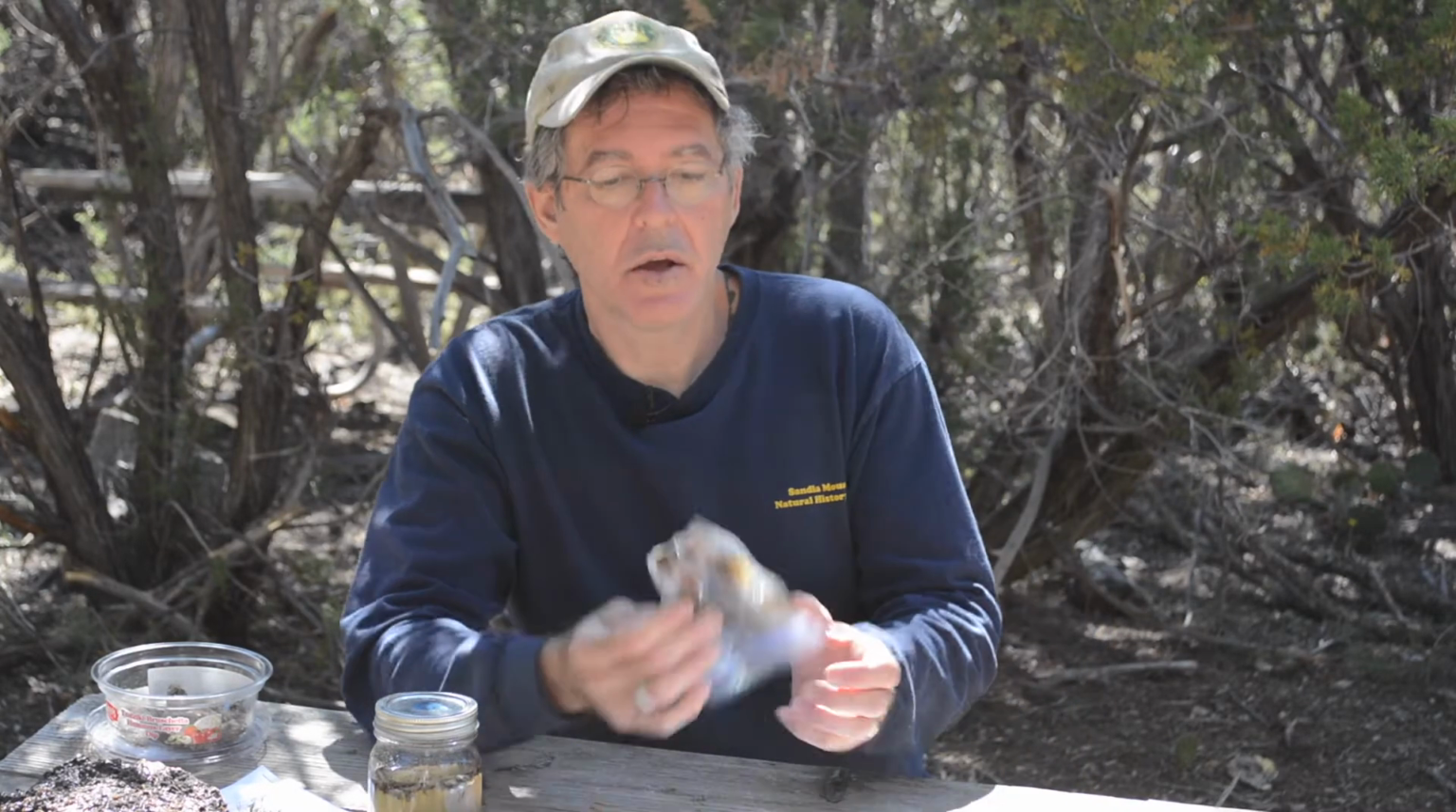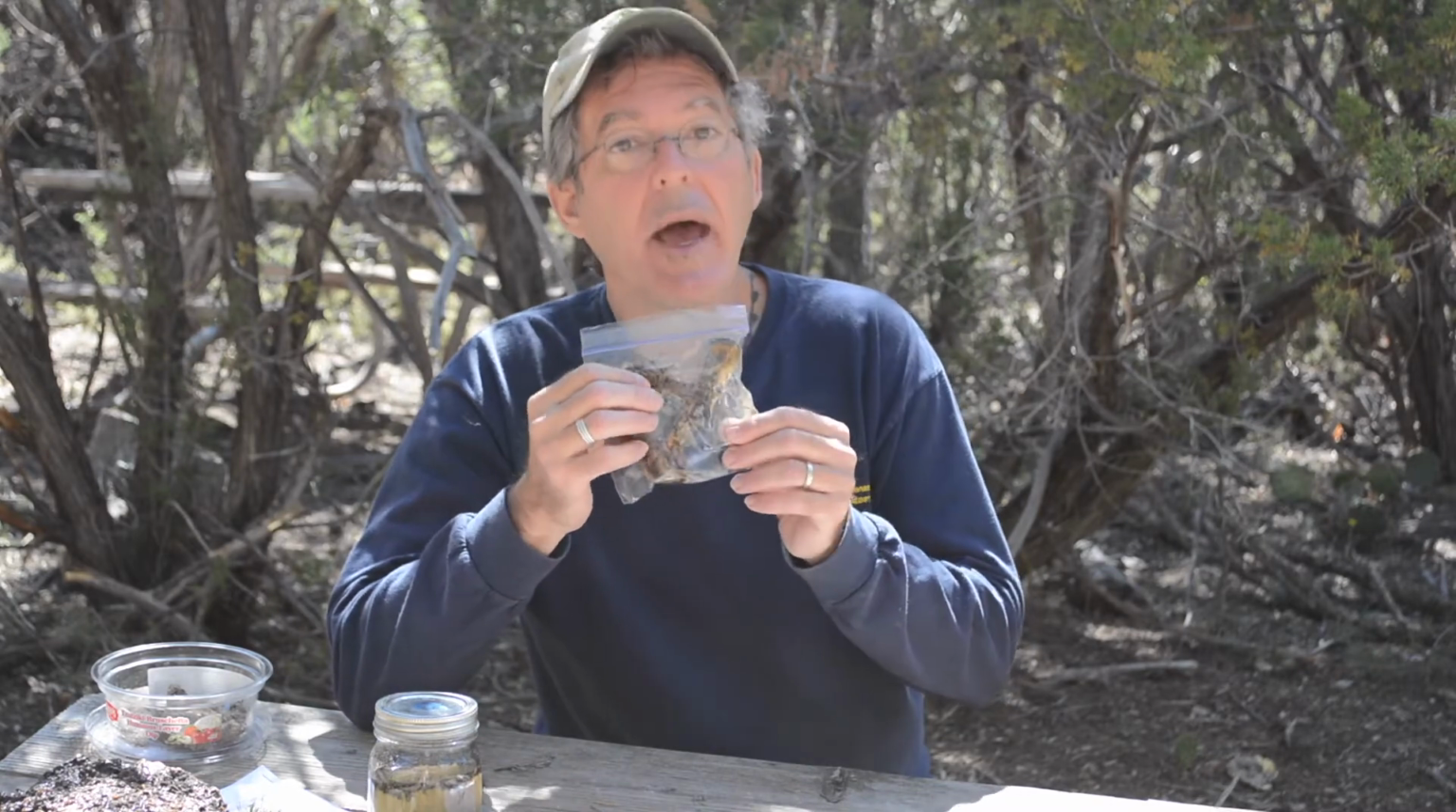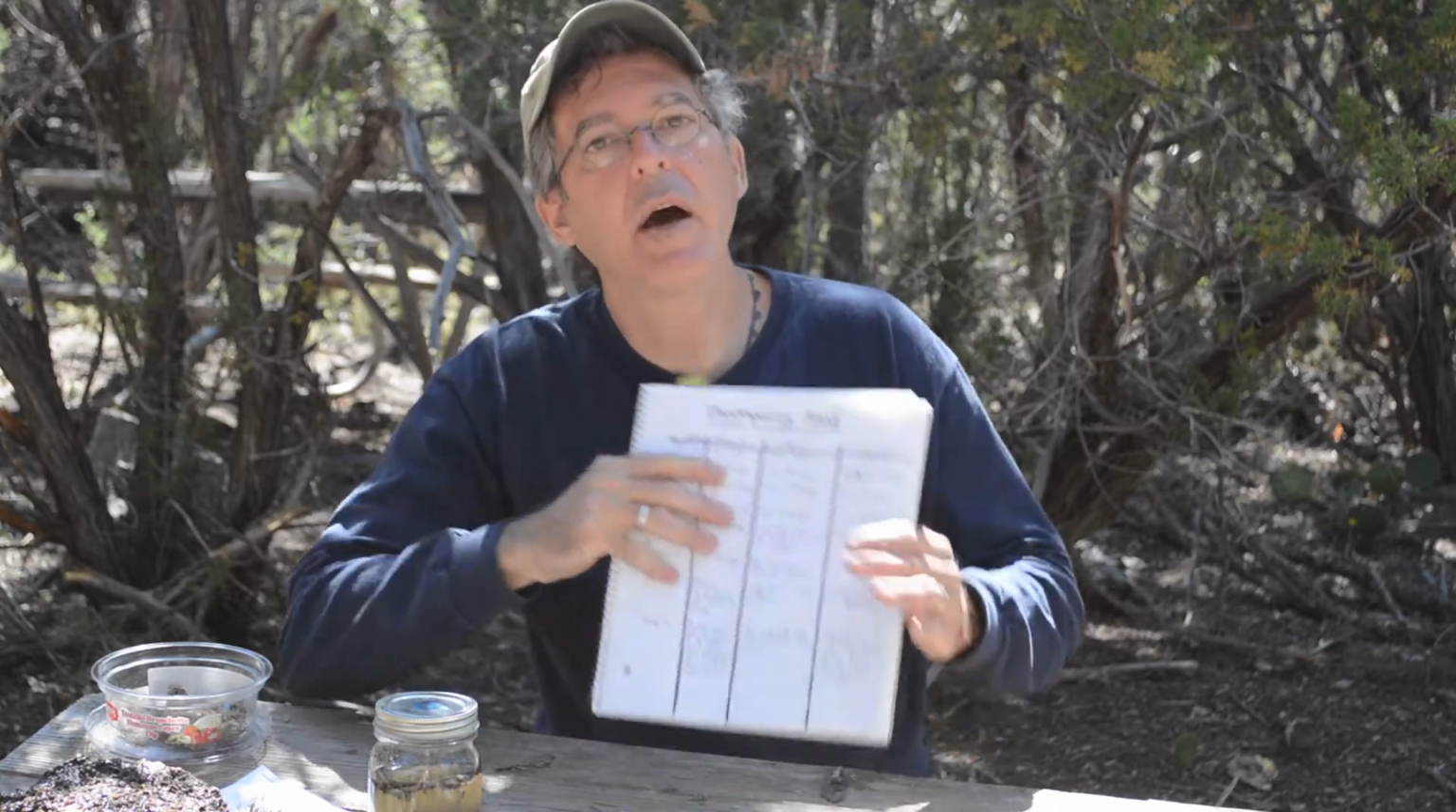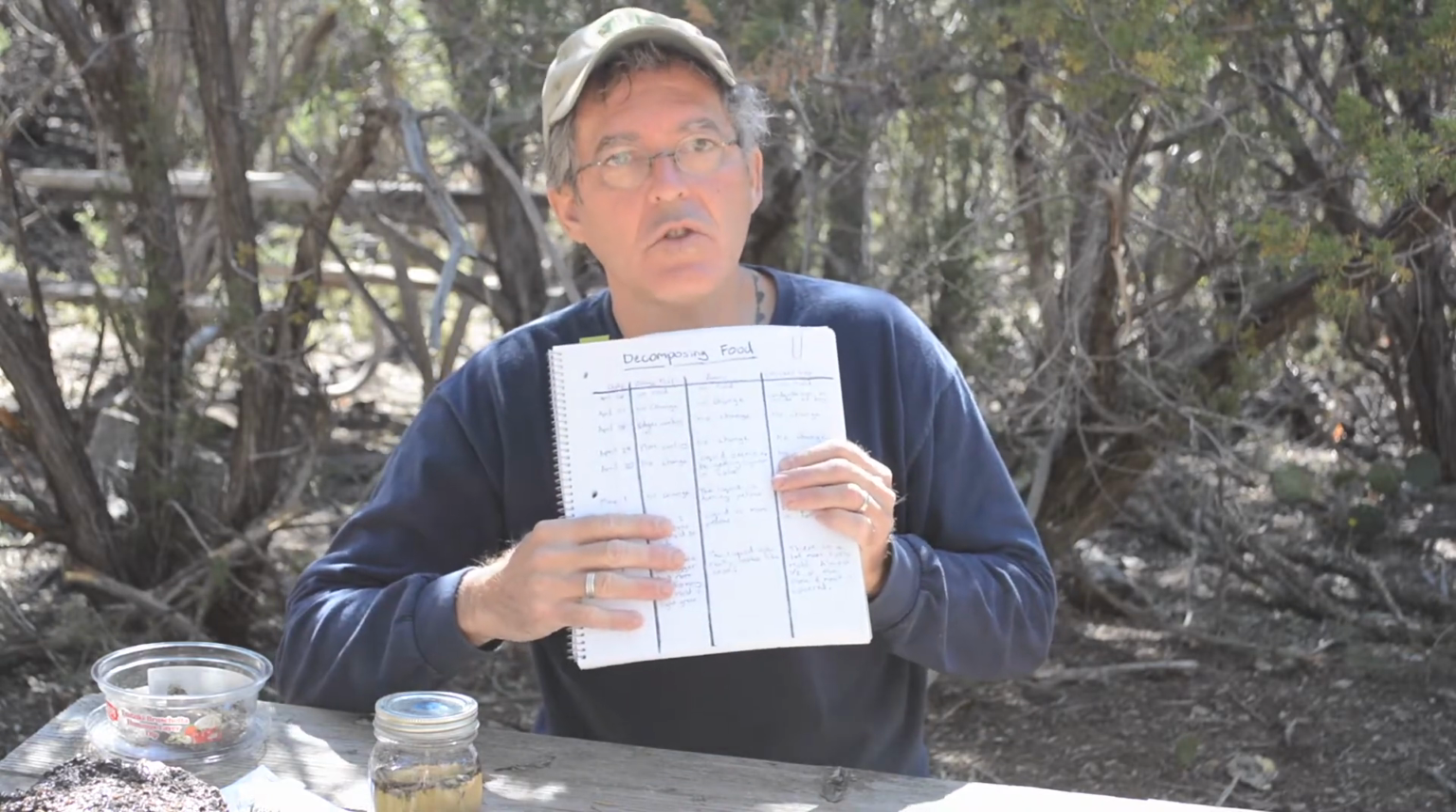Video 7 was broken into 2 parts. The first part was all about decomposition, decomposers, fungi and bacteria. We learned what they do to the dead stuff in the forest. What you did was take a food scrap, put it in a bag, and observe how it decomposed, and then you wrote down your observations in your journal.